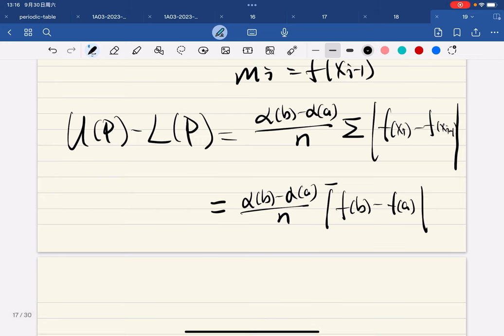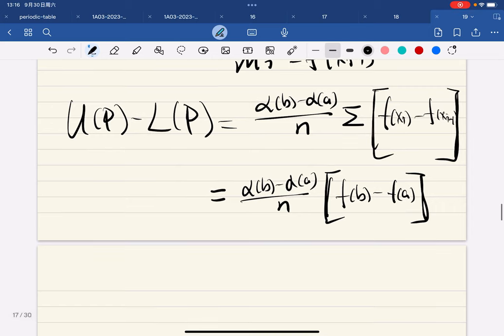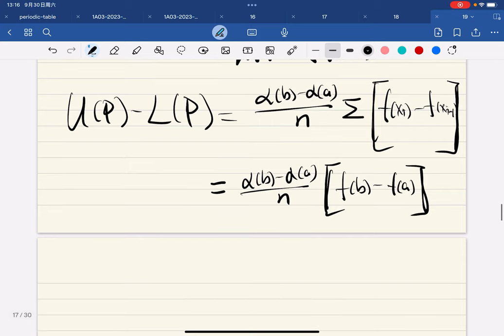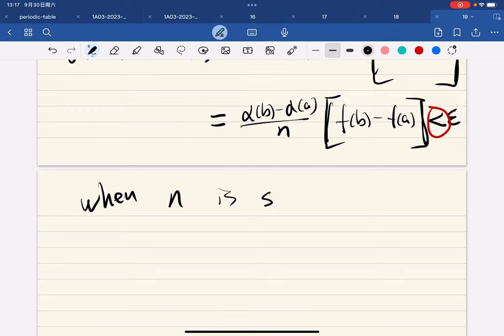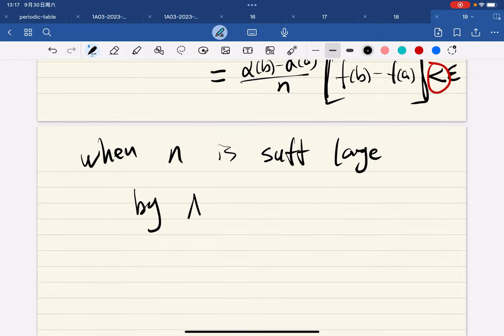Well, the absolute value can be, no, this is like a bracket. So this is less than epsilon when n is sufficiently large, by the Archimedean principle, by AP. So, we have f is integrable.